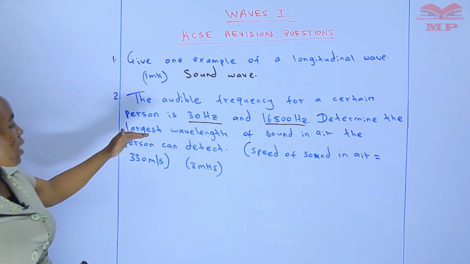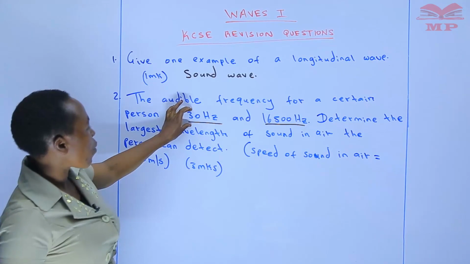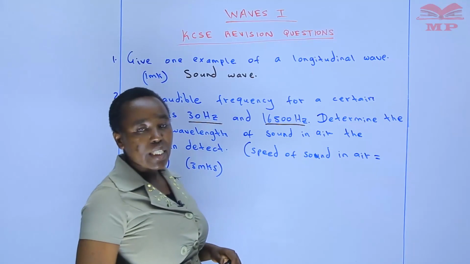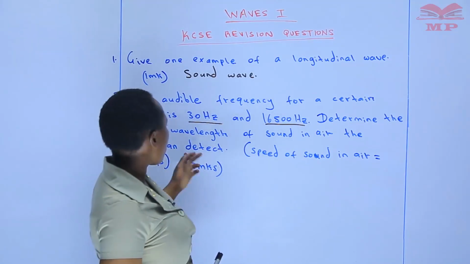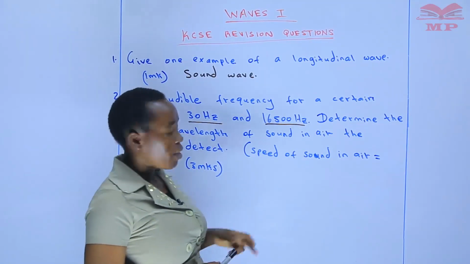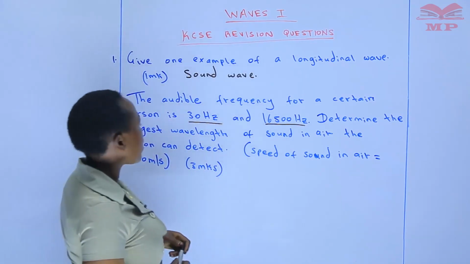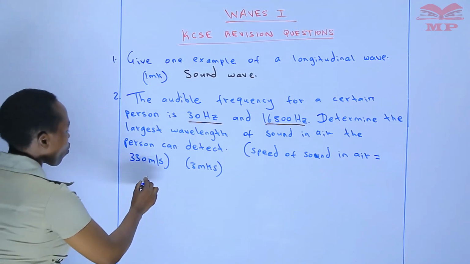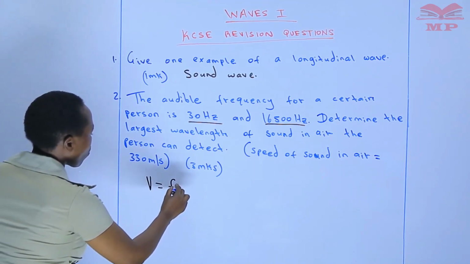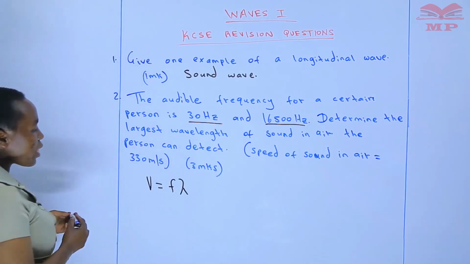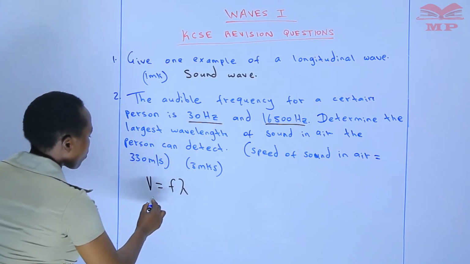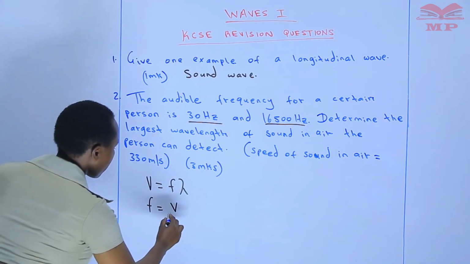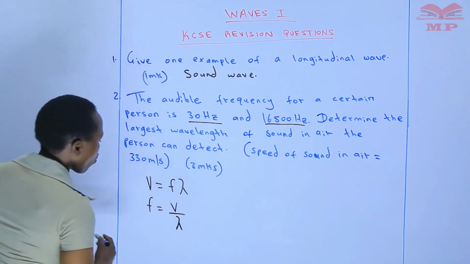So we can first approach it by first calculating the wavelength when the frequency is 30 and the wavelength when the frequency is 16,500, and then we are going to pick the largest, because here we'll have the largest wavelength. Or we can simply say we know that the wave equation V is equal to frequency multiplied by the wavelength, and therefore if we make frequency the subject of the formula, then we are going to have the speed divided by the wavelength.